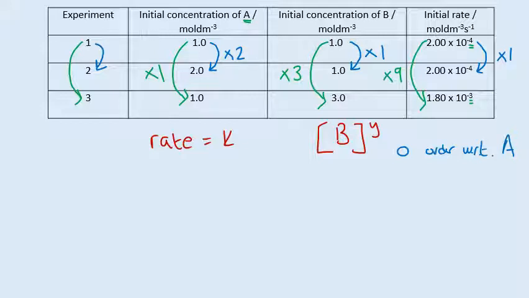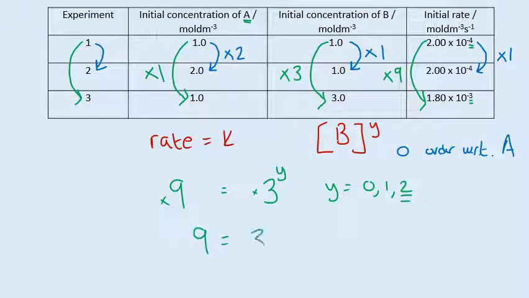So what have I just worked out? I've worked out that the rate is multiplying by 9. The concentration of B is multiplying by 3, and it's 3 to the Y, where Y is equal to 0, 1, or 2. If Y was 0, then that would be 1, but it's not, it's 9. 3 to the power of 1 would be 3, it's not, it's 9. 3 to the power of 2 would be 9. So we've just determined that Y is equal to 2. So we've just determined that the order with respect to B is 2.